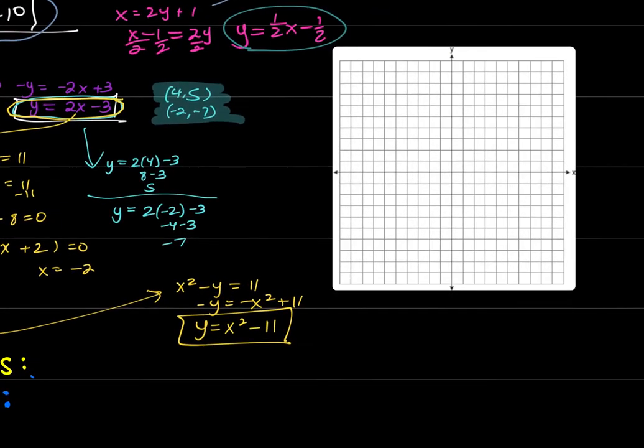So I'm graphing those two. Y equals 2x minus 3. You could either go up 2 and to the right 1, or down 2 and to the left 1.